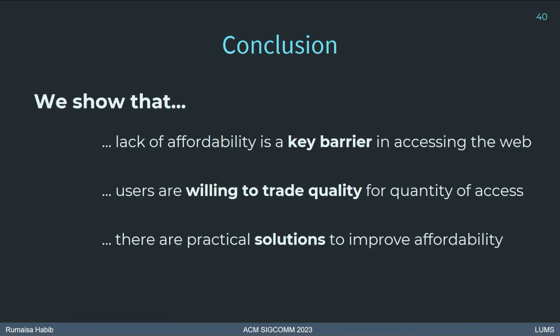So in conclusion, we show that lack of affordability is a key barrier in accessing the web. Users are willing to trade quality for quantity of access, and there are practical solutions to improve affordability.